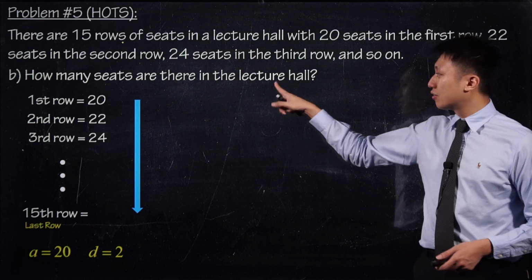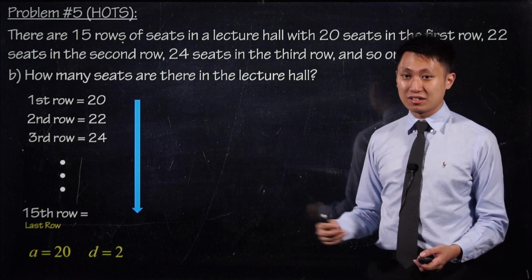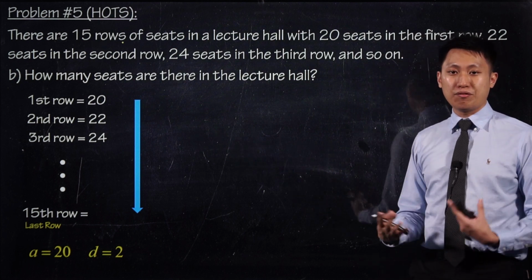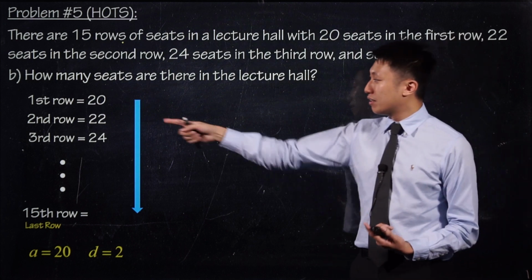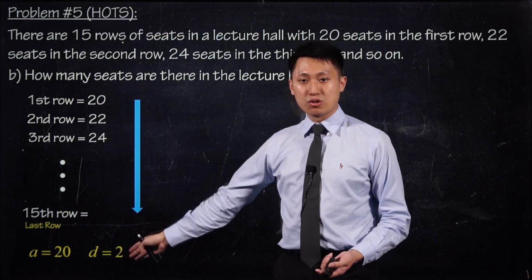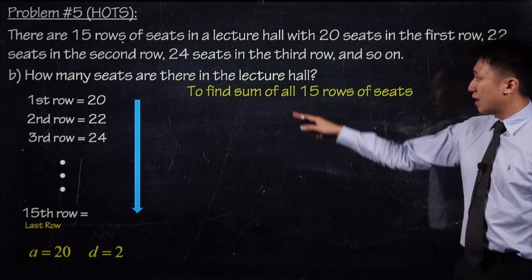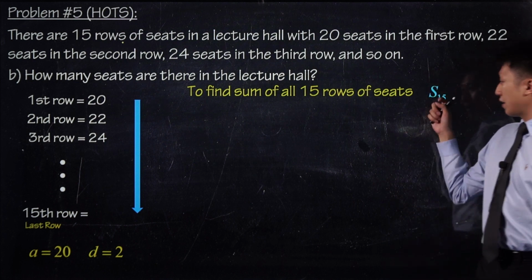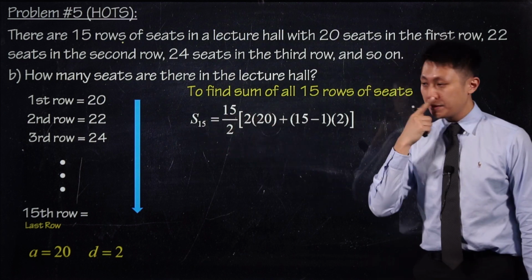So in terms of the notation, what are you going to find? You're going to find the sum of the first 15 terms, which means S15. Let's say the first row has 20, the second row has 22. You want the sum of the first 15 rows, to find the sum of all 15 rows of seats. So you're going to find S15. That's the formula you have.